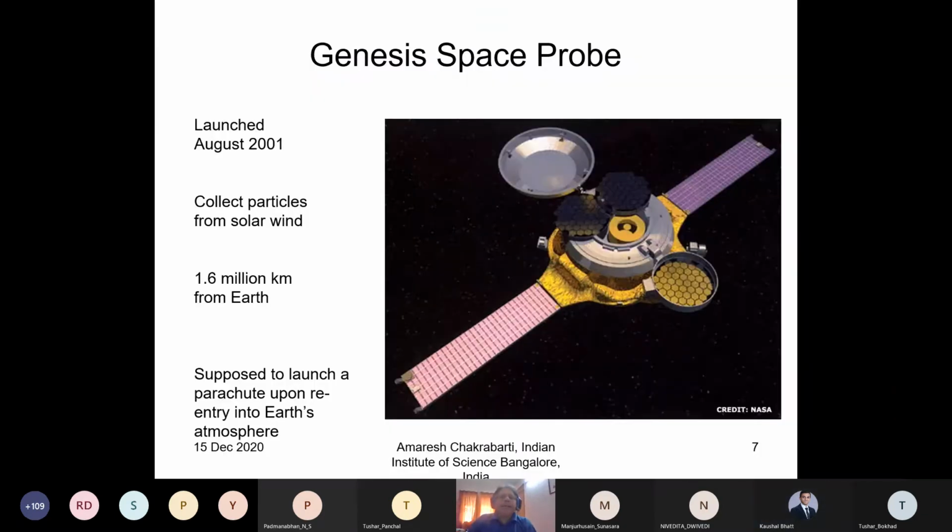Okay, so I was saying that the Genesis space probe was launched by NASA in 2001 in order to collect particles from the solar wind, and it had to travel 1.6 million kilometers from the Earth, and this would take about 3 years to complete. So in 2004, when the space probe comes back to the Earth's atmosphere, they had designed 2 parachutes rather than 1, in order to ensure that even if one parachute fails, the other one will float, and this will be in mid-air for a helicopter to collect the probe.